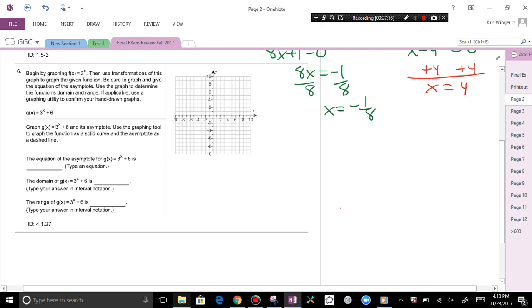Okay, we gotta go. Number 6. Exponential functions look like this. So this is 3 to the x. At 1 it should actually be 3. So I just drew this badly.